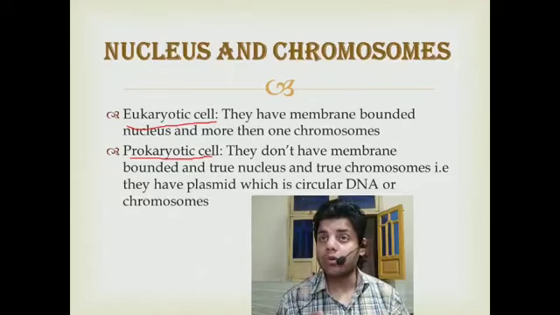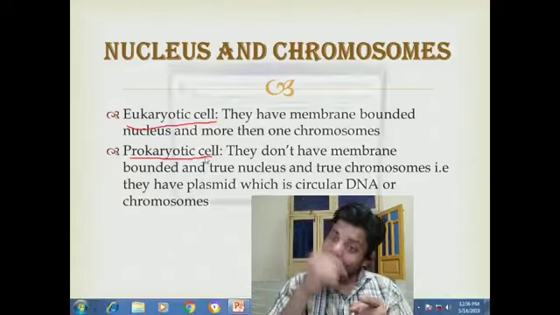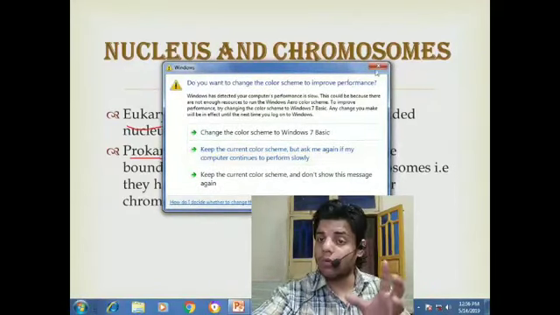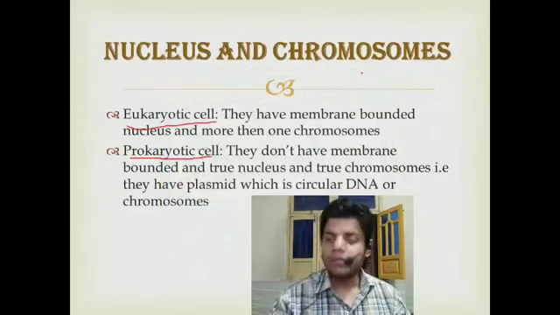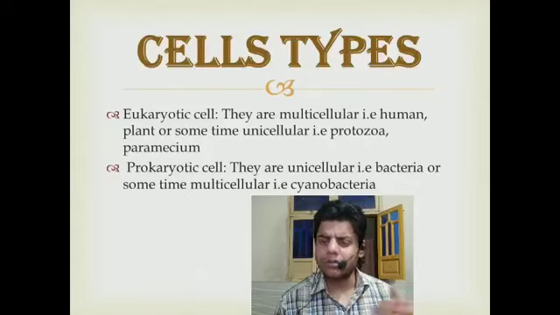Moreover, they have chromosomes, but actually the chromosome is not a true chromosome, we can say. They have DNA in a circular form, which we call plasmid. Okay, we already talked about the plasmid and everything in detail, so you can go back to my channel and you can watch it.